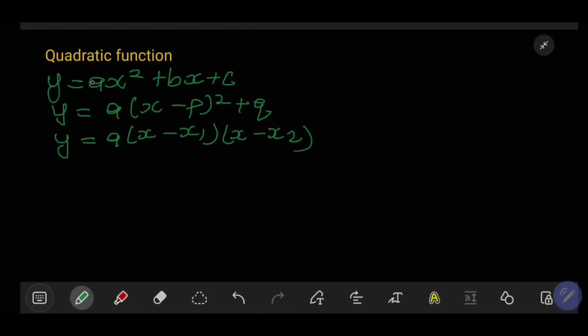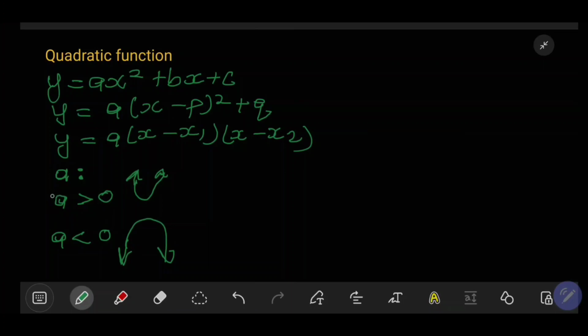If you observe all these equations, they have a in them. So a is common in all these equations. Let's talk about the effect of a in all these equations. a determines the shape of the graph. If a is greater than 0, we are going to have a smiley parabola. But if a is less than 0, we are going to have a sad parabola.